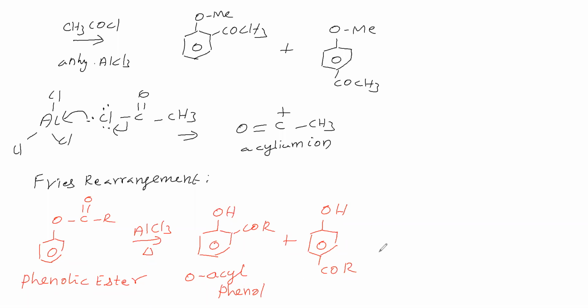Now, when the temperature is low, less than 100 degrees Celsius, para dominates. When the temperature is high, greater than 100 degrees Celsius, ortho dominates. Ortho product dominates. So what is the mechanism involved here? That we'll see.